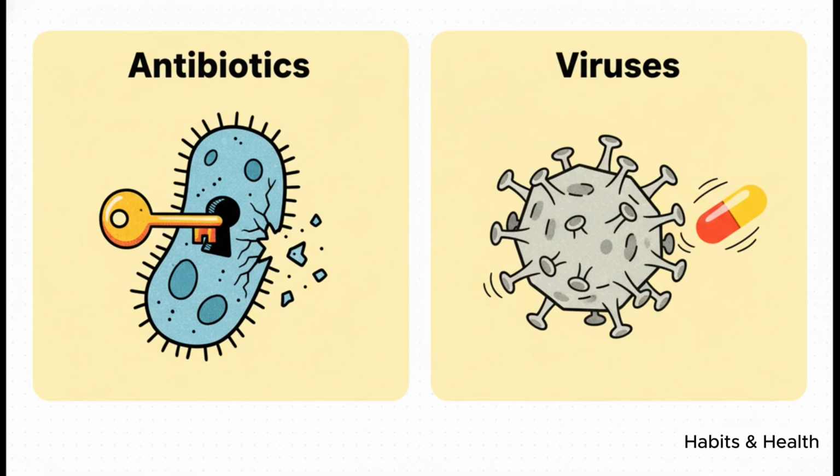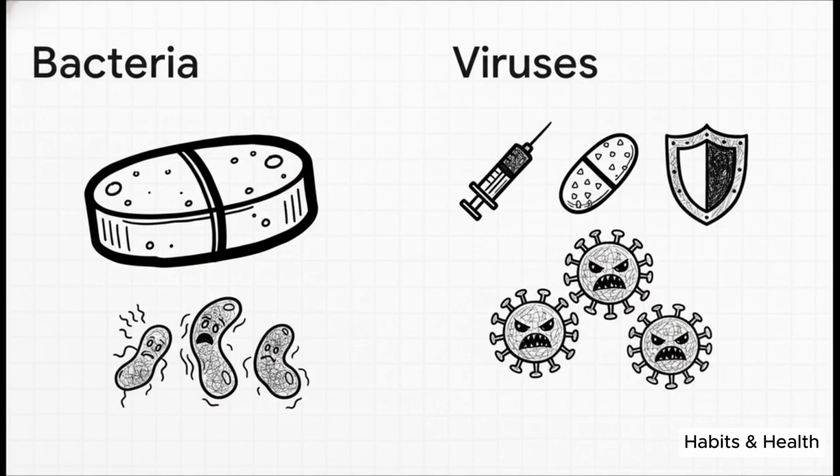It doesn't have any of those locks. So taking an antibiotic when you have a virus, it's literally like trying to unlock a door that doesn't even have a keyhole. It's pointless. So the strategy becomes pretty clear, right? You have to use the right weapon for the right enemy.